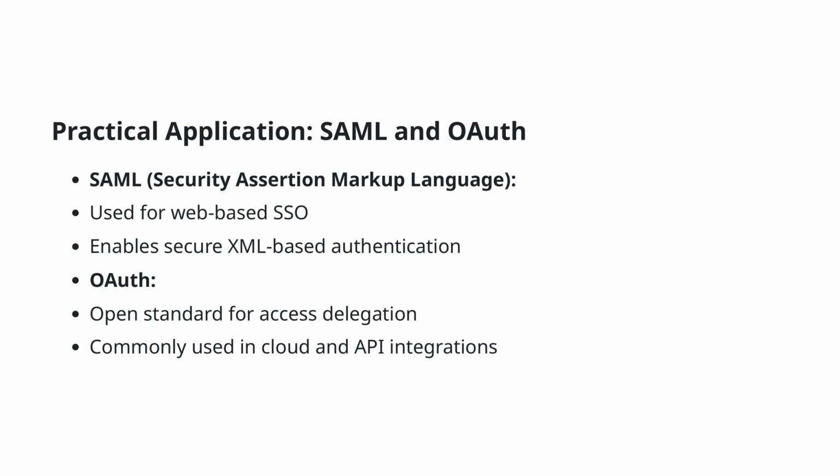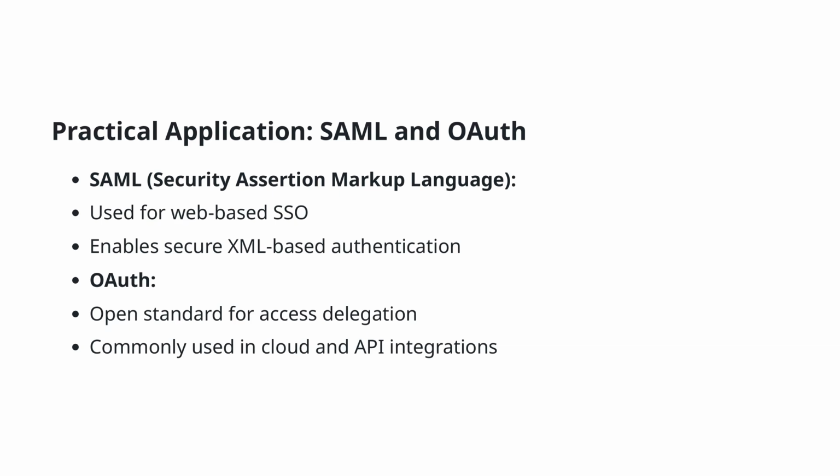On the other hand, OAuth is an open standard for access delegation. Unlike SAML, OAuth is commonly used in cloud environments and for API integrations. It allows applications to access resources on behalf of a user without sharing user credentials, adding an extra layer of security. Both SAML and OAuth are pivotal in modern SSO implementations, providing different methods to secure and simplify user access in various scenarios.